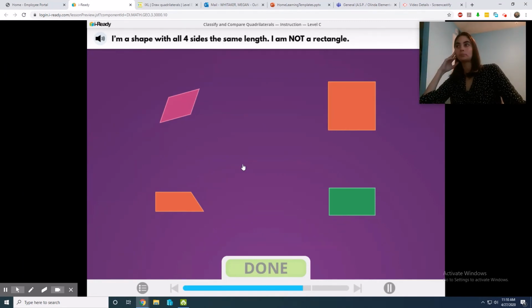All right. So it's not a rectangle, and all four sides are the same. So I would go with this one, our rhombus, because it has four sides that are all the same, but it does not have right angles, so it's not a rectangle. Yep.